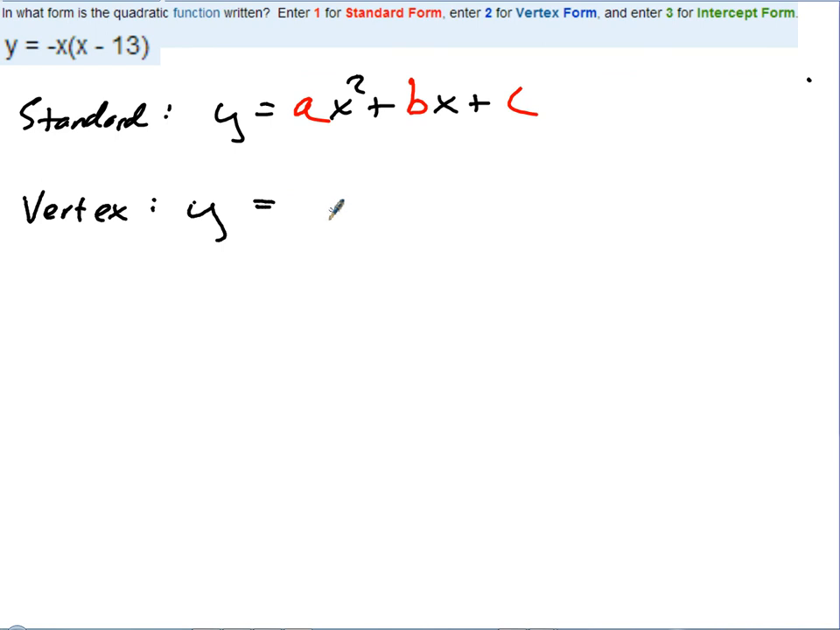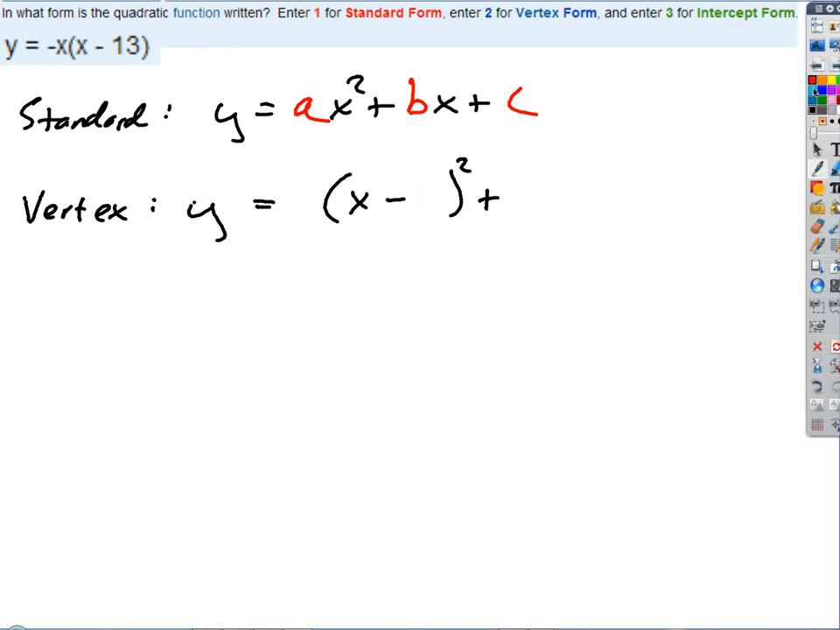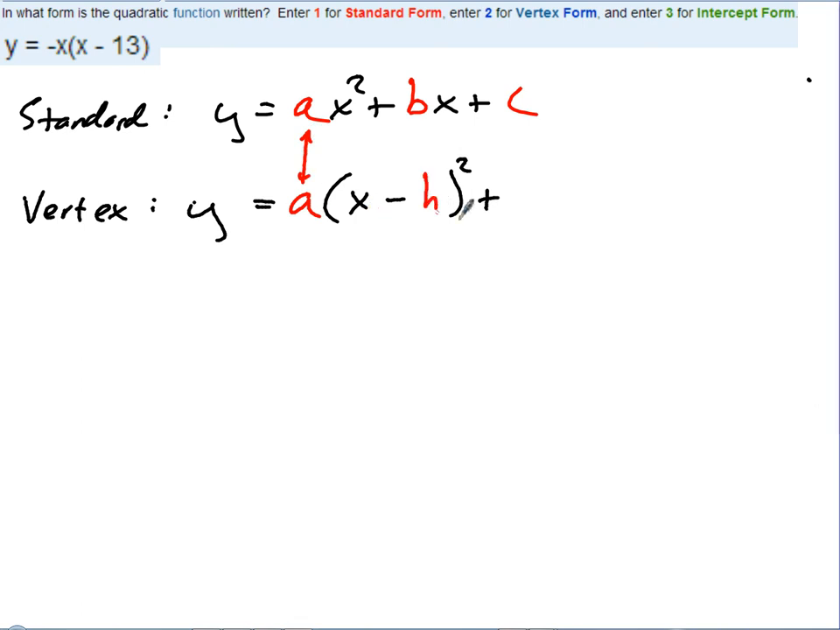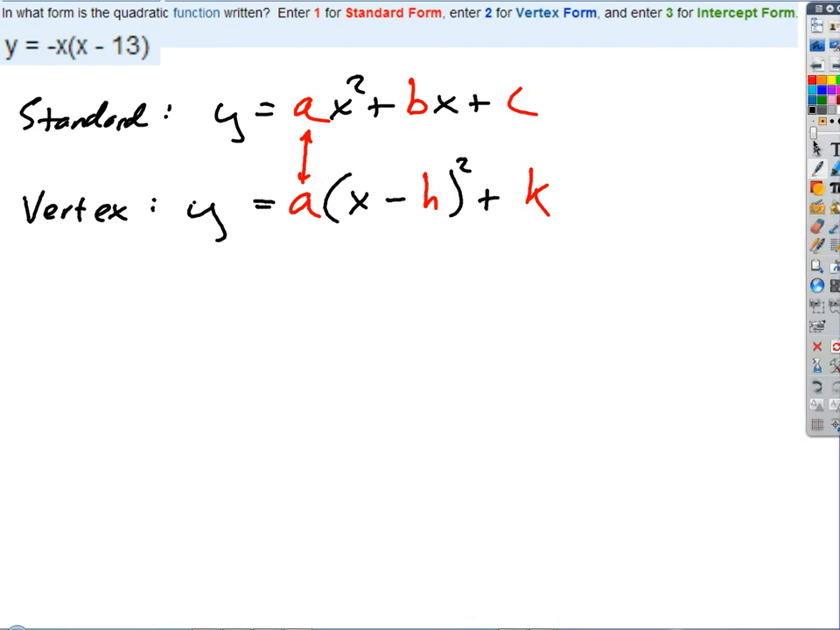y equals a times the quantity x minus h squared plus k. Okay, so we plug in the numbers here. We have the same a as before, right? h and k represent the x and y coordinates of the vertex, right? And a is just telling us, does the thing open up or down?